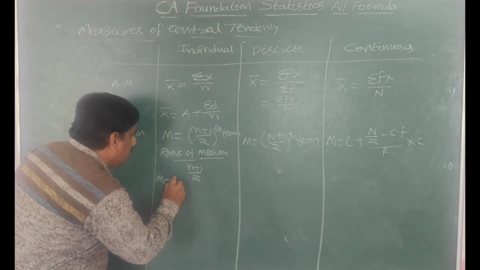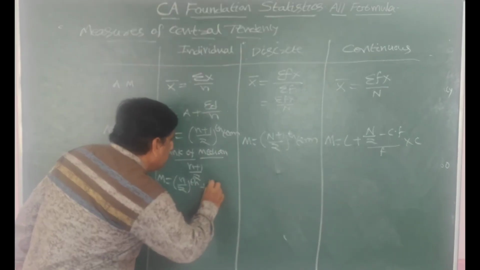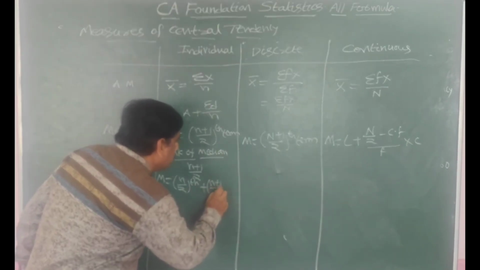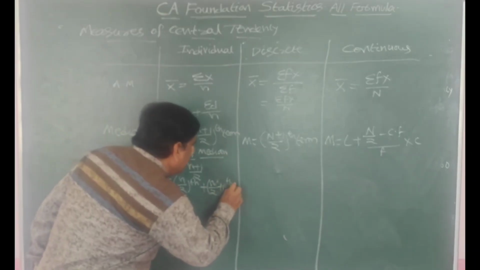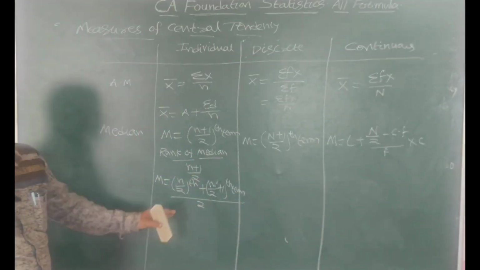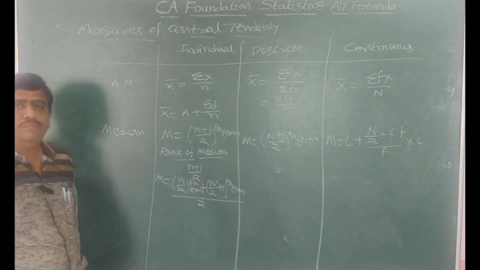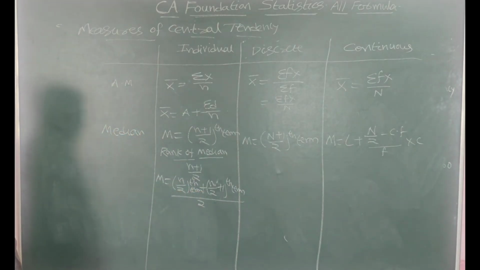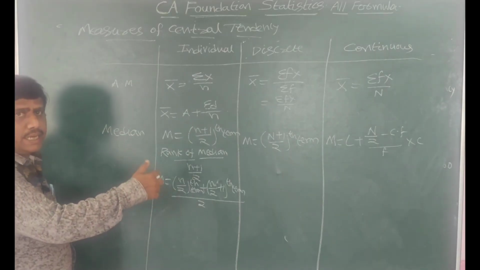In the case of even observations, the median is the n by 2th term plus the (n by 2 plus 1)th term, divided by 2. This is the median formula in the case of an even number of values. Okay, this is about median. Later we will discuss quartiles and deciles also.